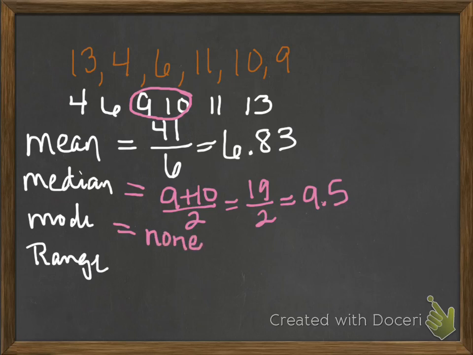The range is your highest. My highest number is 13. Subtract my lowest, which is 4, and I get 9. So the range of my data is 9.